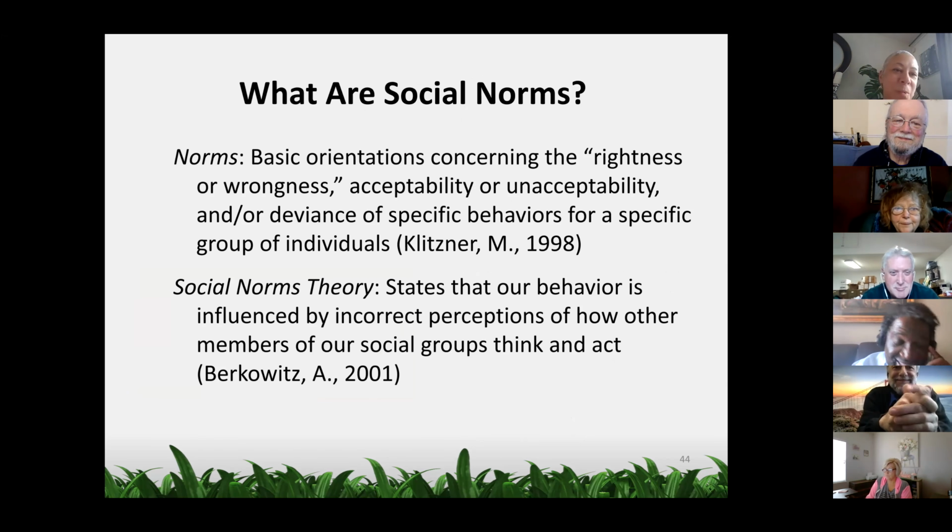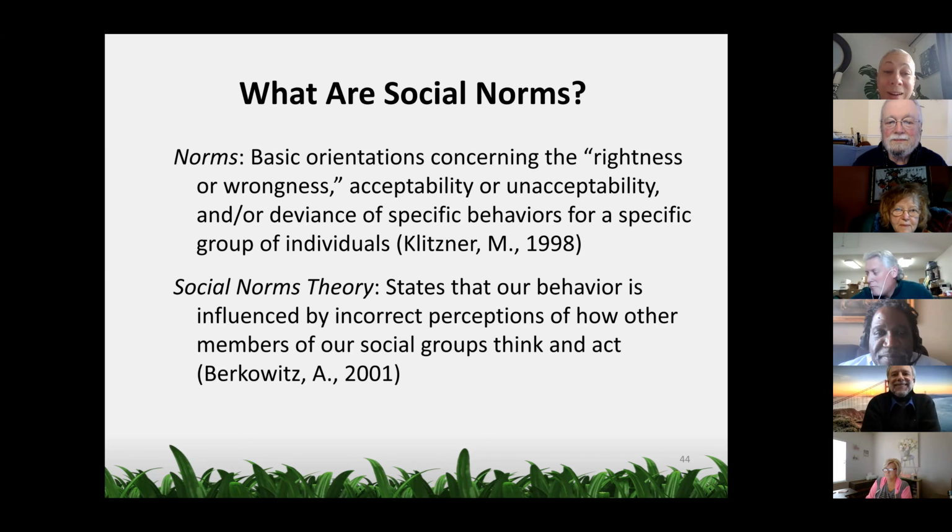All right, next. So, what are social norms? Norms are basic orientations concerning the rightness or wrongness, acceptability or unacceptability, and/or deviance of specific behaviors for a specific group of individuals. So that's one definition.